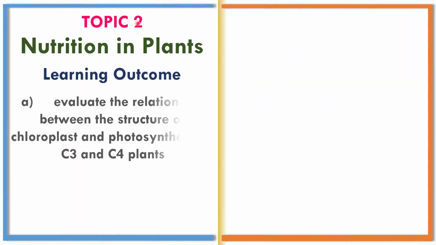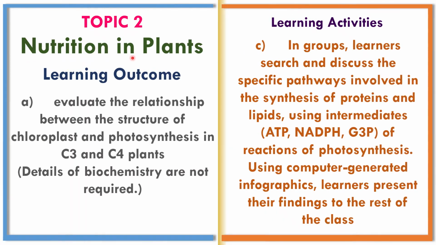Thank you for participating in Topic 2, Nutrition in Plants. Our learning outcome A: Evaluate the relationship between the structure of chloroplast and photosynthesis in C3 and C4 plants. Details of biochemistry are not required.